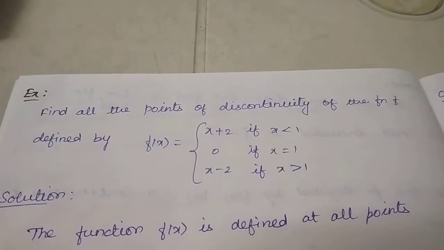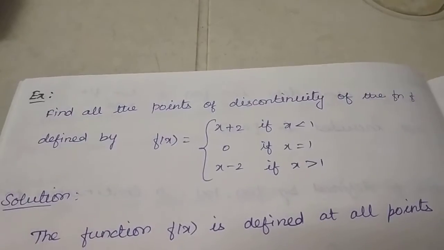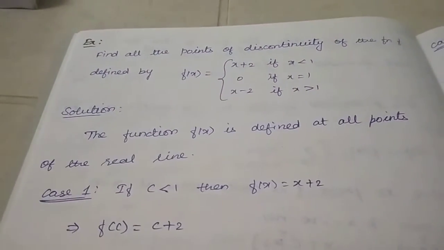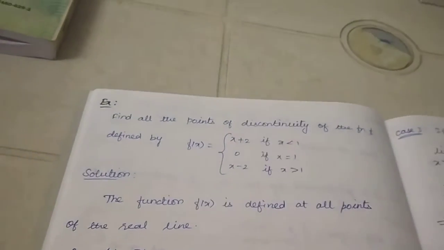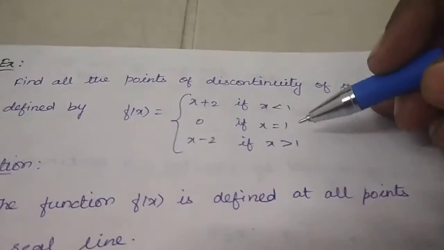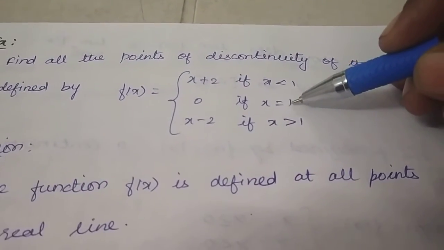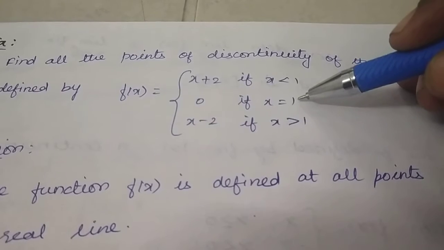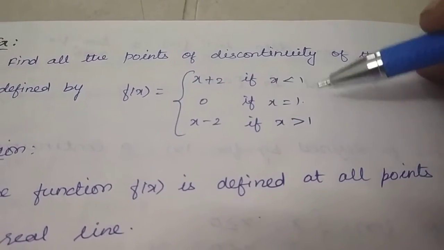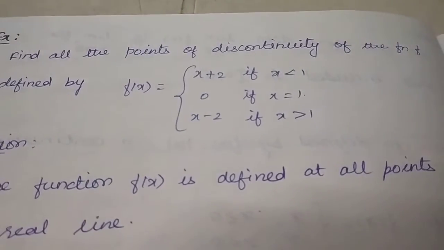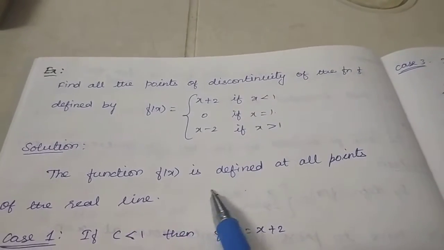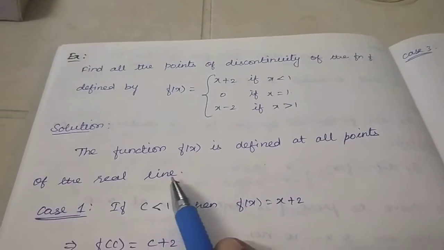Find all points of discontinuity. Here we have to consider all the points of discontinuity. Like the previous problem, here also we have to deal with three cases. But here it is a little bit different. Here we are dealing with x equal to 1. So x equal to 1 is one case, x less than 1 is another case, then x greater than 1 is the third case. So first let us write the function f of x is defined at all points on the real line.